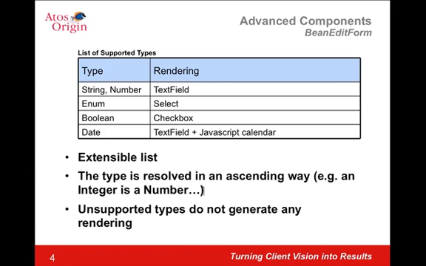For generating the form, Tapestry will use the type of each attribute to identify the best input to use. For example, for a string attribute, Tapestry will associate it to a text field input, a Boolean attribute to a checkbox input. This list can be extended. We will see it later. We will be able to support our own type. If the type of your attribute is not supported, Tapestry will not generate any rendering for this attribute.